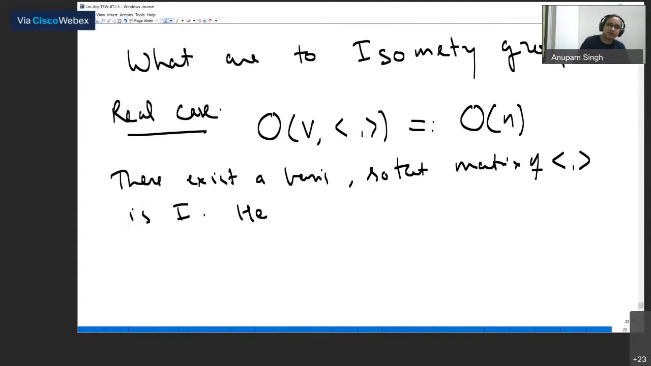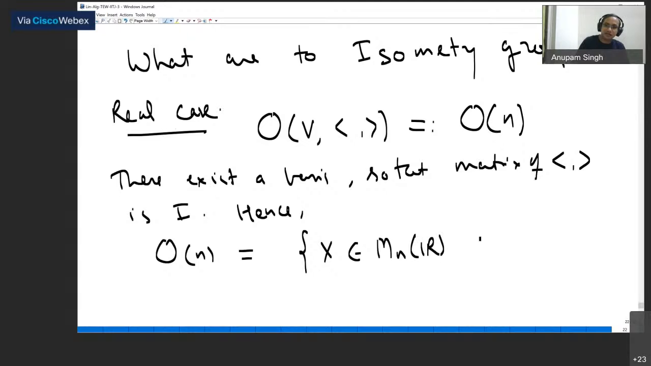Hence, the orthogonal group O_n in matrix form will be all those X in M_n(R), because we are working over R, such that X transpose times the matrix of the bilinear form times X is that matrix. Here it is identity, so I don't need to write that. So this is the familiar definition of the orthogonal group.